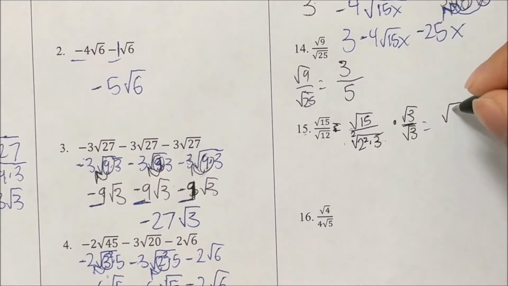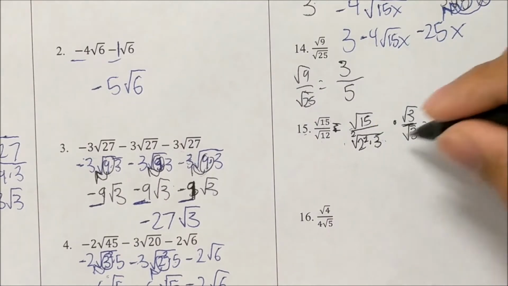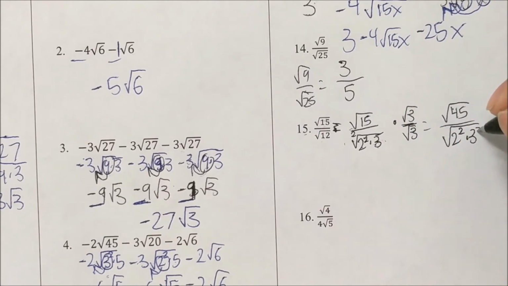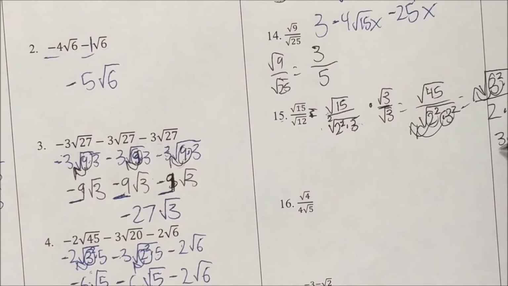So in the numerator, radical 15 times radical 3 is radical 45 now. And in the denominator, I've got 2 squared from the beginning, and then now 3 times 3 means I also have a 3 squared. Okay, so both the 2 and the 3 come outside. And the numerator, I can rewrite radical 45 as radical 9 times 5. And 9 is 3 squared. So I'll take the 3 outside. So I get 3 radical 5 over 2 times 3 is 6.